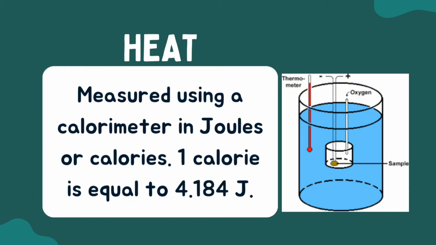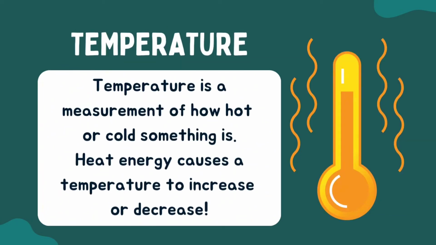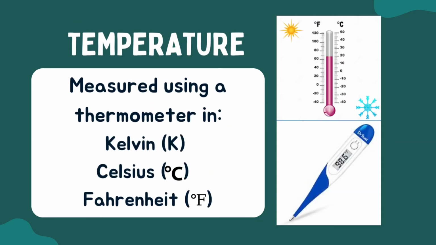Heat is different from temperature. Temperature is the measurement of how hot or cold something is. Heat energy causes a temperature to increase or decrease. Temperature is measured using a thermometer in Kelvin, Celsius, and Fahrenheit. Kelvin is the standard unit for temperature.